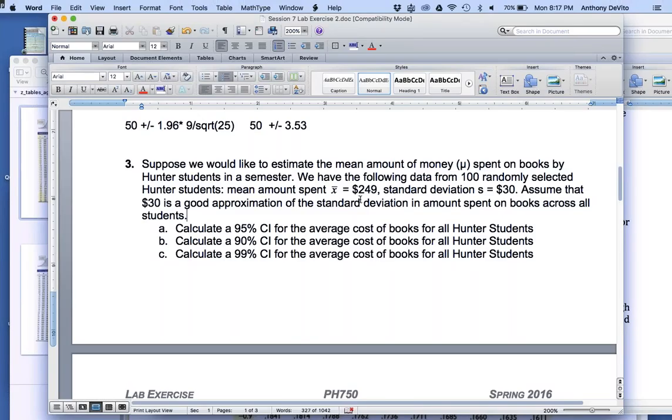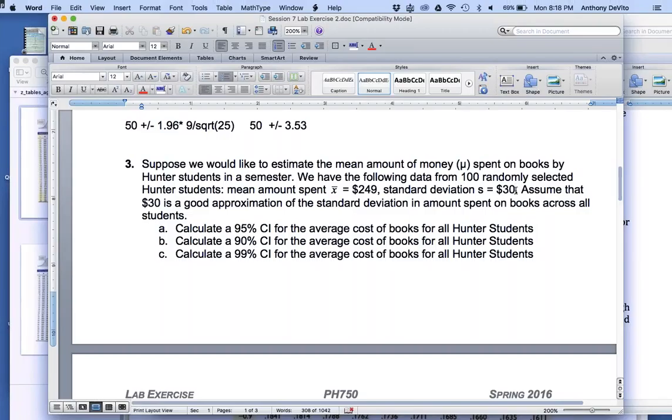The mean amount spent, X bar, is equal to 249. That's from our sample of 100 randomly selected students. The standard deviation is equal to $30. Now, that standard deviation came from our sample. It introduces a certain amount of uncertainty now, doesn't it? Because before, we knew the population standard deviation. Now we're estimating the population standard deviation based on the sample standard deviation. There are ways for us to deal with that.